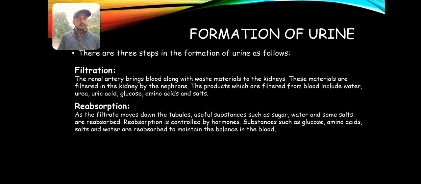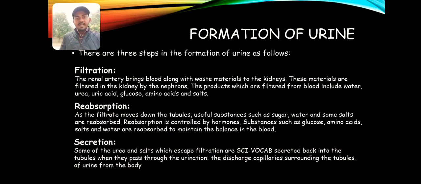Then these things are reabsorbed, such as glucose, amino acids, salts, and water, to maintain the balance of the blood. This is how the kidneys also help us to maintain the constituency of the blood: what is more, what is less, and they help us to regulate the composition of the blood.